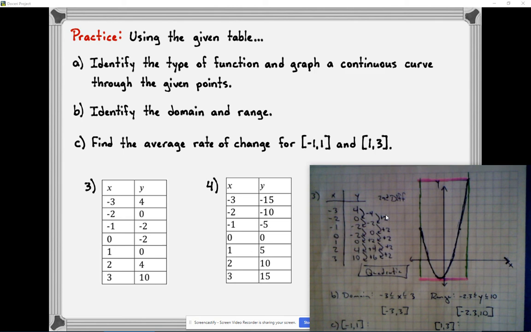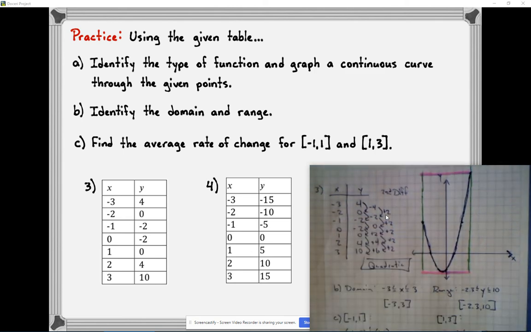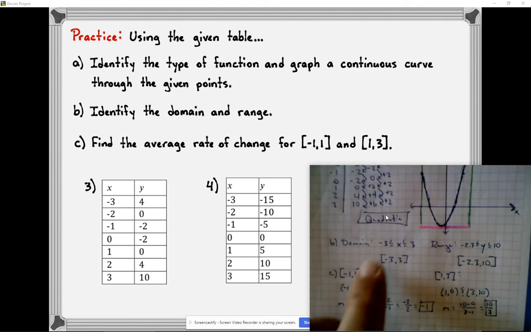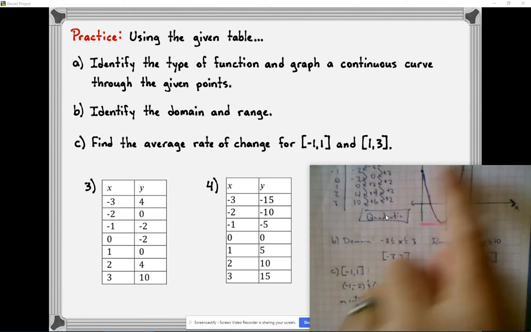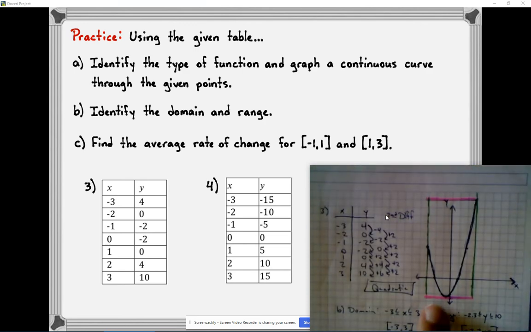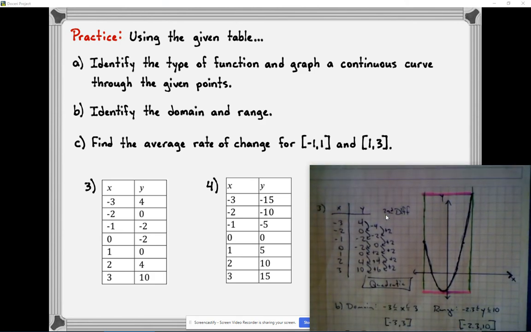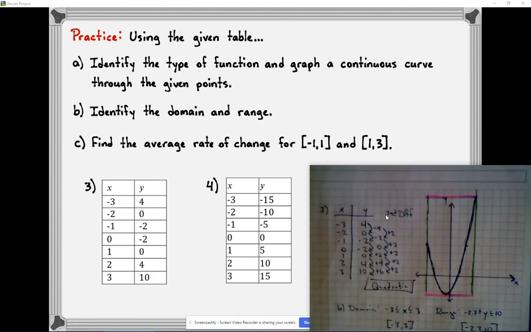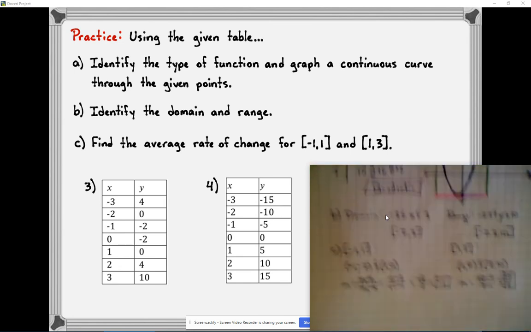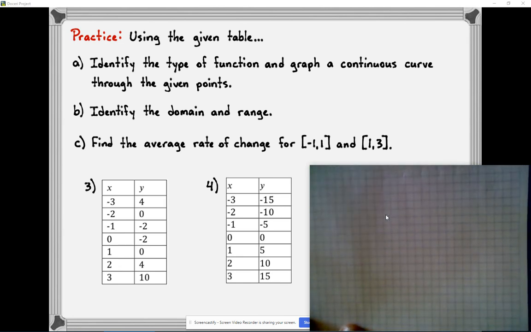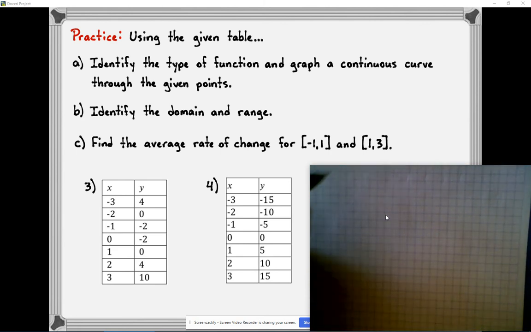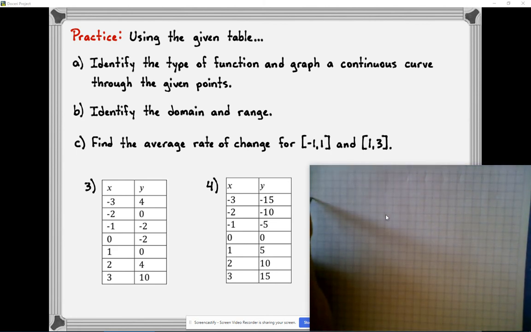You got the parabola. It's a quadratic because the second differences are the same. The domain is the furthest left to the furthest right. The range is from the lowest point to the highest point. And then for the slopes, the average rate over these intervals, the first thing we have to do is identify the coordinates and then plug into the slope formula. All right, for the next one, number 4, we have the data x, y.